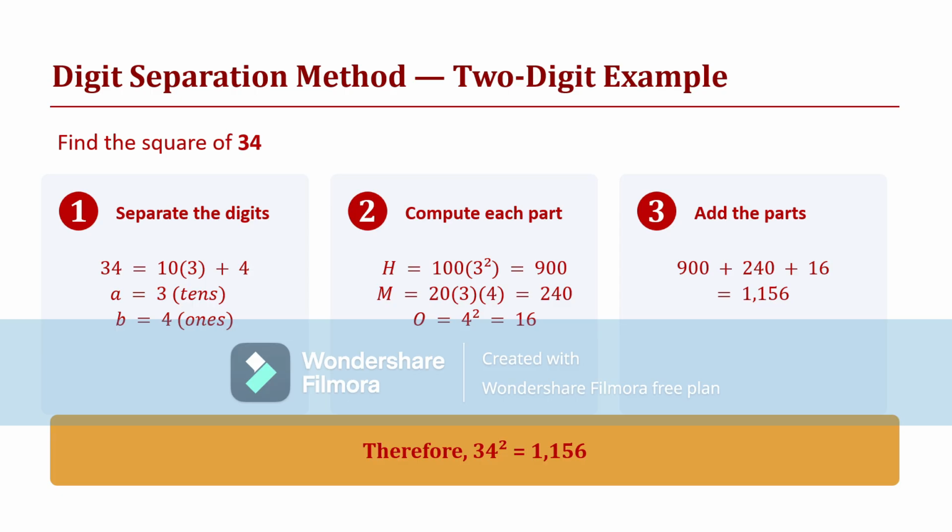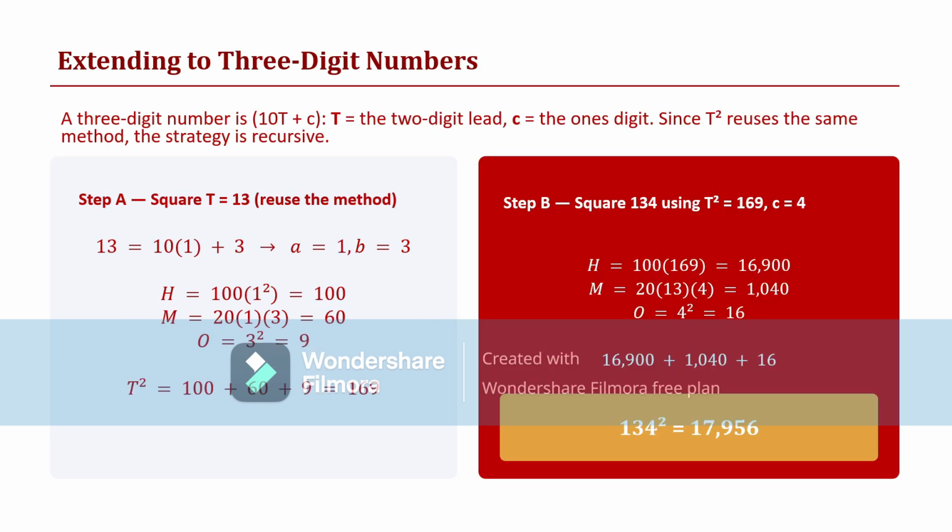The hundreds part is 3 squared, times 100, which is 900. The middle part is 20 times 3 times 4, which gives us 240. The ones part is 4 squared, which is 16. If we add 900 plus 240 plus 16, we get 1156, which is the square of 34.